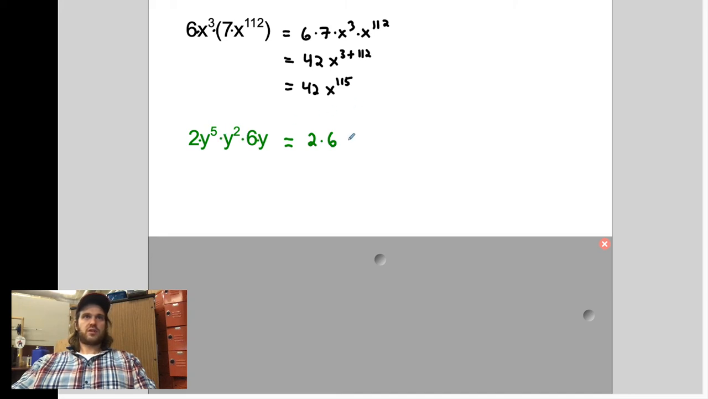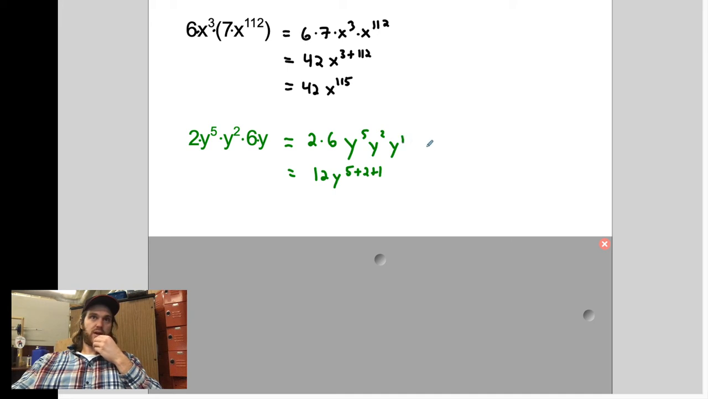Okay, so 2 times 6, and then y to the 5th times y to the 2nd times y. So that's going to be 2 times 6 is 12, and then y to the 5 plus 2 plus 1. Remember, there's a 1 here. We got to be careful. If there isn't an exponent, the exponent is 1 in this case. 5 plus 2 plus 1 is y to the 8th. Fantastic.